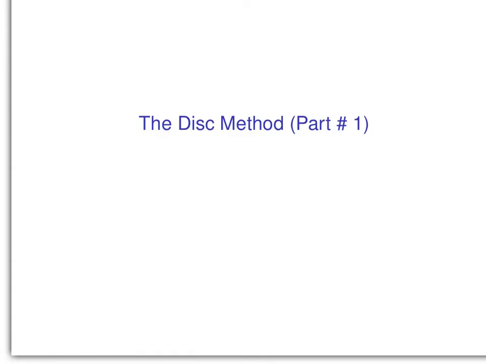In this lesson we are going to learn to use something called the disk method to find volumes of various kinds of solids. Specifically, we will focus primarily on solids of revolution. In the next lesson we will also discuss solids which have known cross-sections but are not solids of revolution.